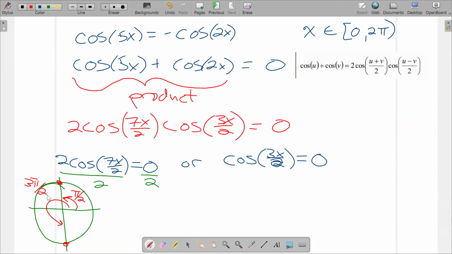Okay, so that gives me 7x over 2 equals pi over 2. Multiplying both sides by the reciprocal, 2 over 7, then I get one solution should be x equals pi over 7. And similarly with the 3 pi over 2, I'm just going to multiply that by 2 over 7. So the 2's will divide out, and that looks like 3 pi over 7. And we'll check these on the graph in a moment.